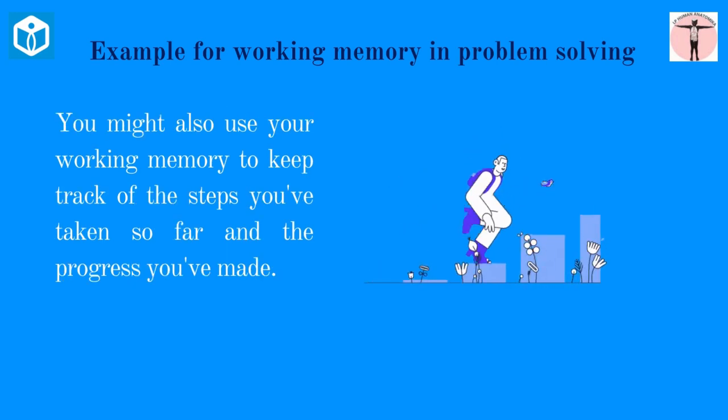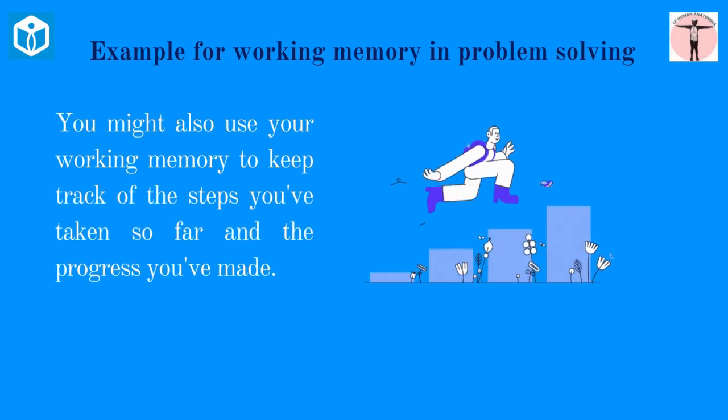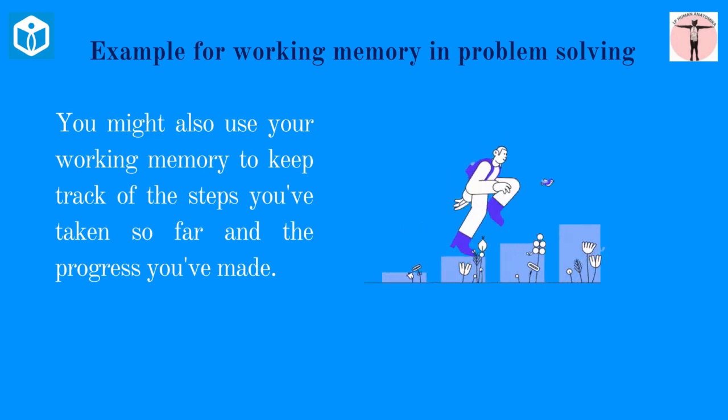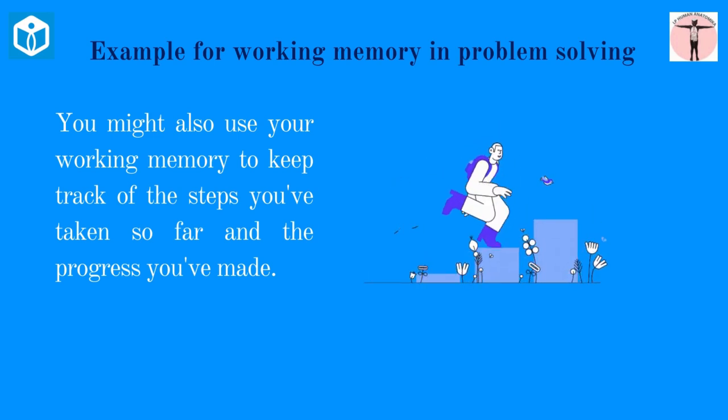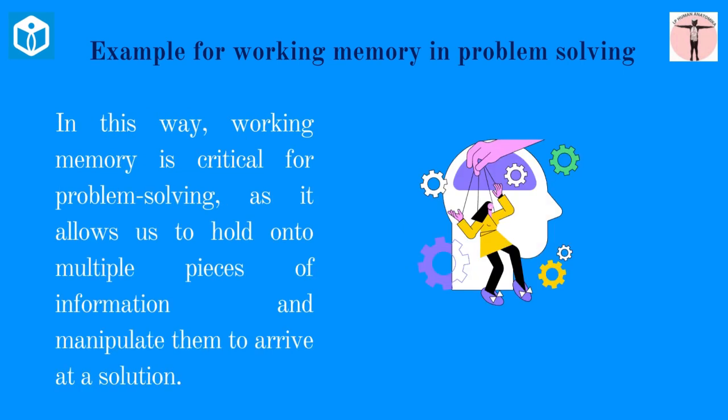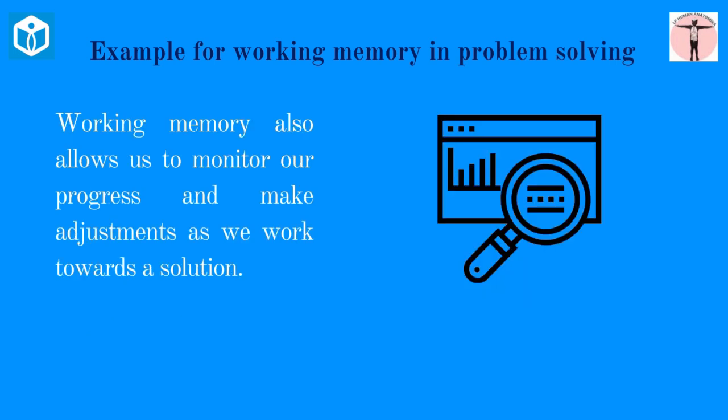You might also use your working memory to keep track of the steps you have taken so far and the progress you have made. In this way, working memory is critical for problem solving as it allows us to hold on to multiple pieces of information and manipulate them to arrive at a solution. Working memory also allows us to monitor our progress and make adjustments as we work towards a solution.